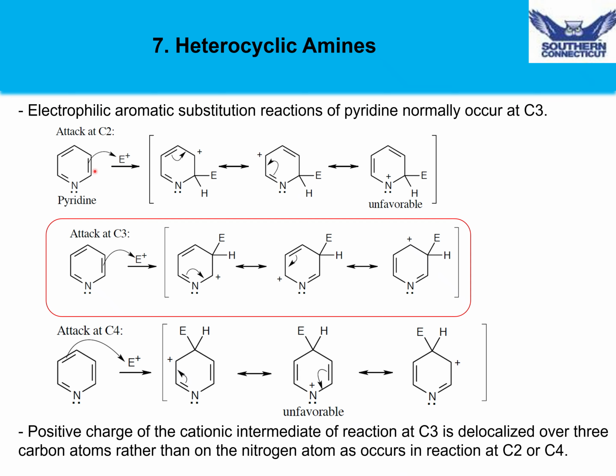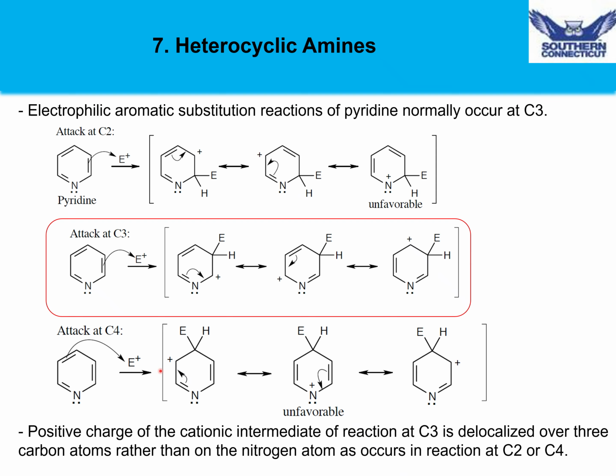If the electrophile adds to the second carbon, which is this one, we'll have 3 resonance structures, 2 of which have a positive charge on a carbon, but one of the resonance structures ends up with a positive charge on the more electronegative nitrogen atom, which makes this route less likely.